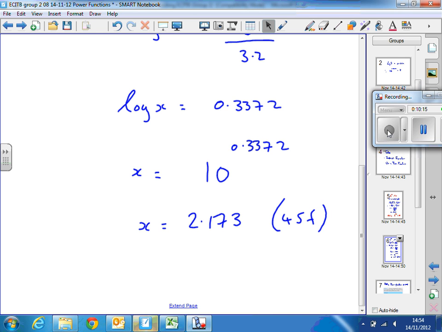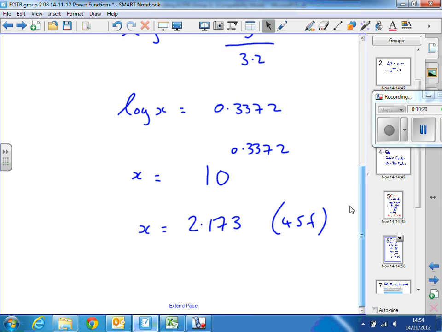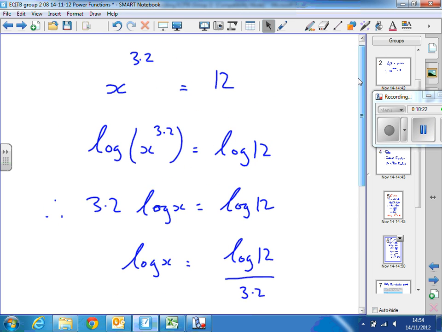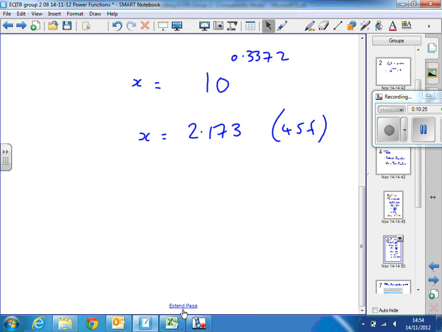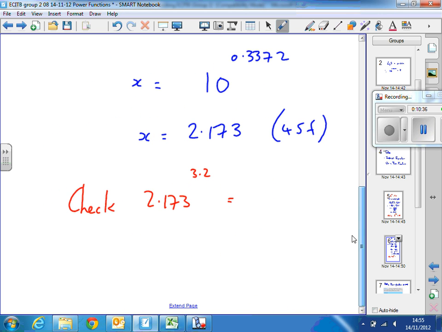Again, how would we check? Work out what 2.173 to the power 3.2 is. So as a check, 2.173 to the power 3.2 should give near enough 12. So not bad, okay? So logarithms are very useful for bringing powers down and turning into multiplications to allow us to solve equations. Let's look at another example.